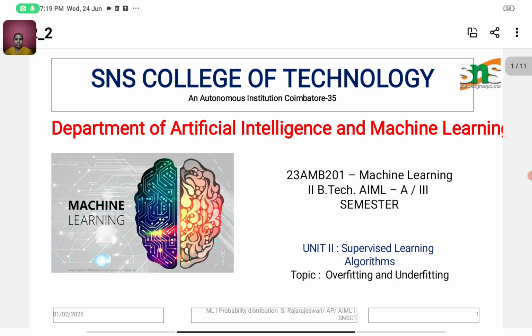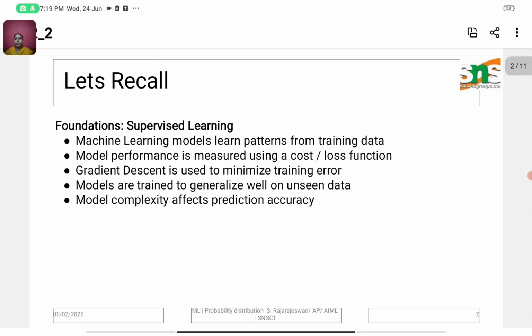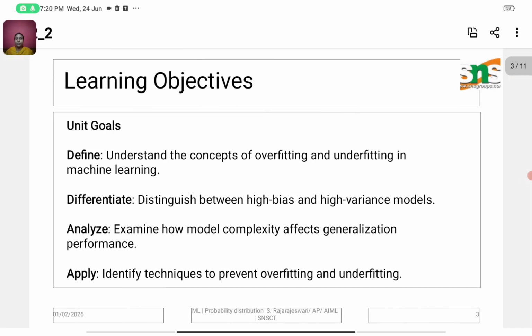Last class we saw the basics and foundations of supervised learning. The model performance is measured using the cost and loss function, and gradient descent is mainly used for minimizing the training error. So this is the basic thing of supervised learning, and we have classification and regression algorithms.